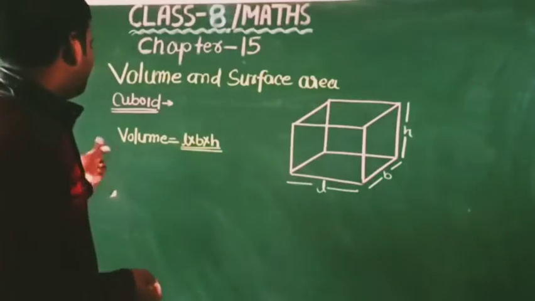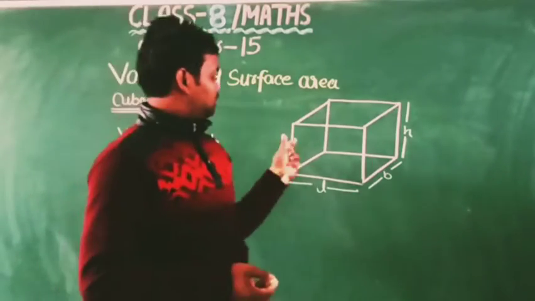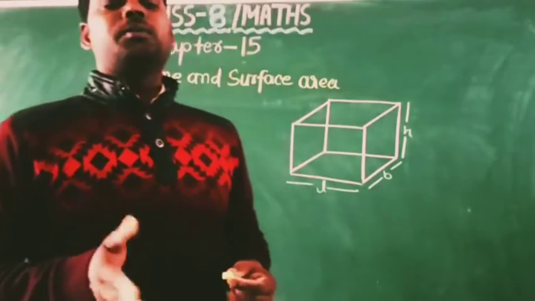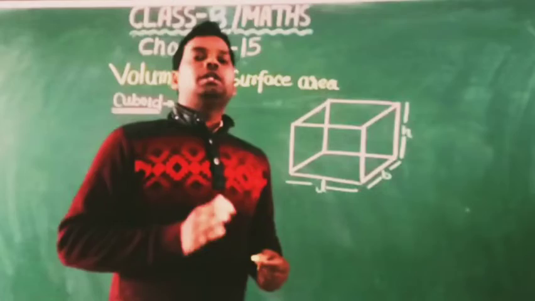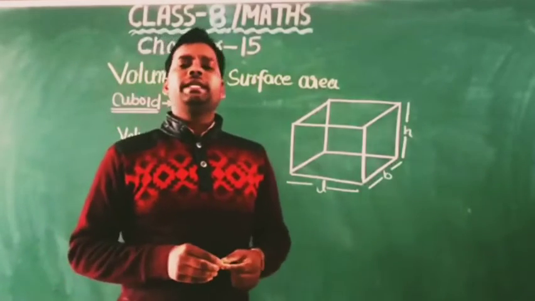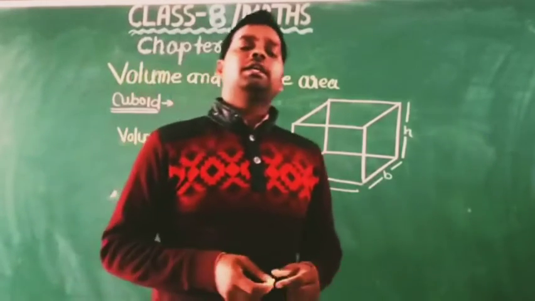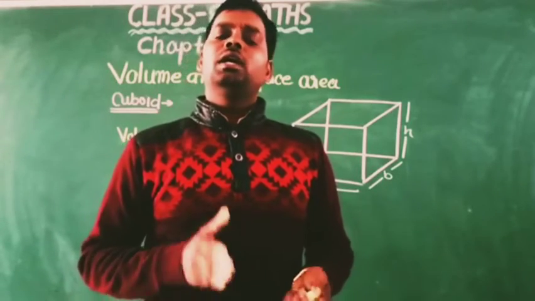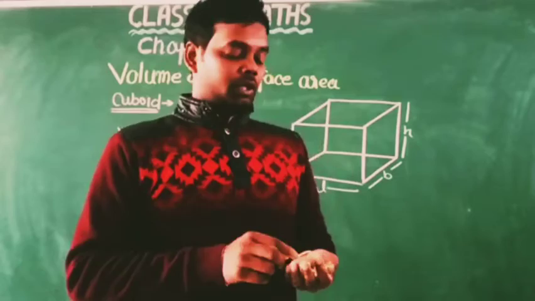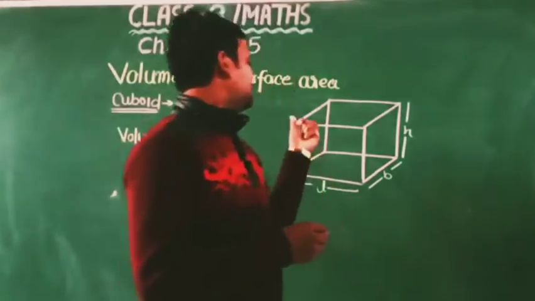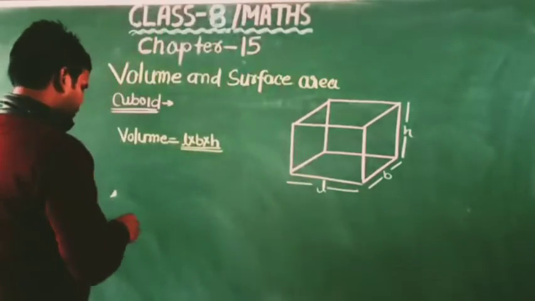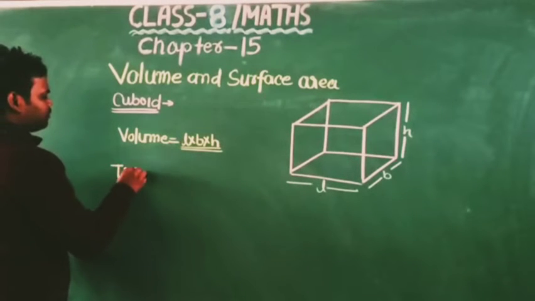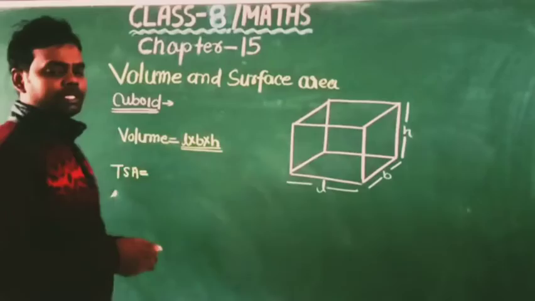Okay, and the cuboid contains 2 types of area. The first is called TSA, means total surface area, and second is called LSA, means lateral surface area, and this lateral surface area is also called area of wall. Okay, so let us see how we can determine total surface area, means TSA.